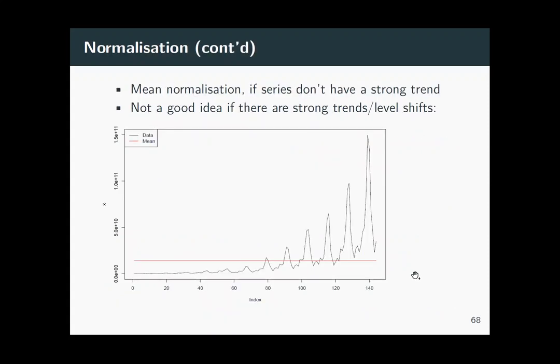Error measures are often scale invariant. So I think the example I want to give here is this time series. I've taken this air passenger series, and I've made it artificially a bit even steeper. Now sometimes you see papers where people say, well, we do mean normalization because that's what you have to do.